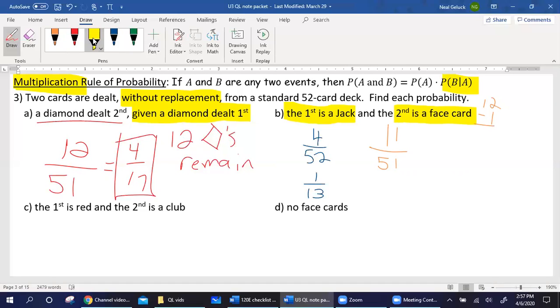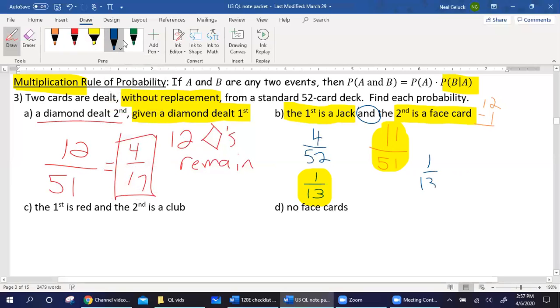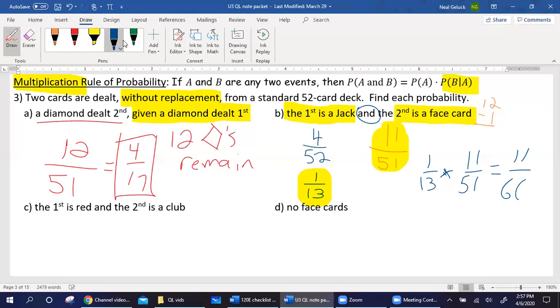So the probability of the first being a jack was a 1 out of 13 chance. After I assume that that has happened, there are only 11 face cards left out of the 51 that are left in the deck. With the word and, I'm going to multiply these together. So it's a 1 out of 13 times multiplication, and 11 out of 51, which is 11 out of 663 chance.